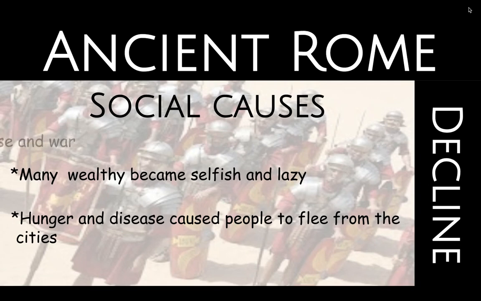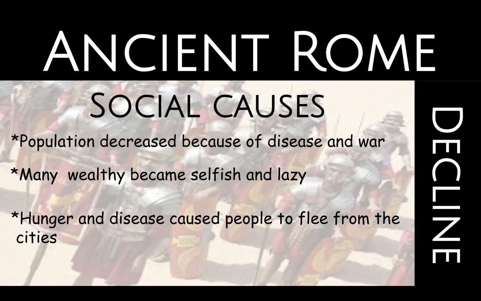Okay, look at some social causes for the collapse of the empire. We know that because of the invasions going on, and because you had many people living inside the cities now, the population will decrease. Many of the wealthy are going to become selfish and lazy. They're not going to be doing their part. In the cities, hunger and disease is then going to cause people to flee. So originally, people are fleeing to the cities, and now they're fleeing from the cities.